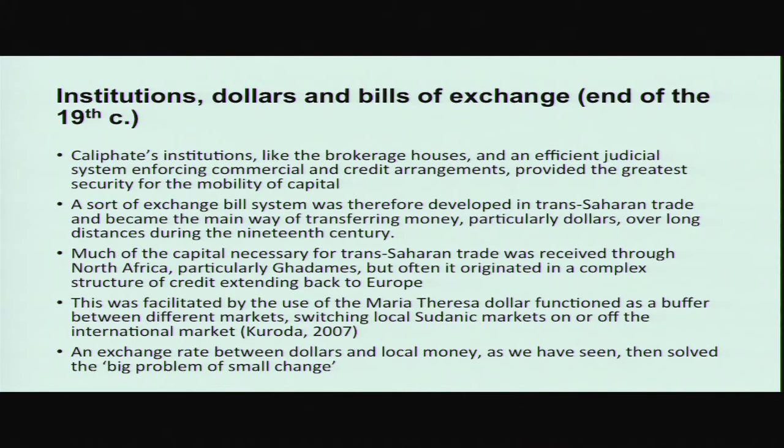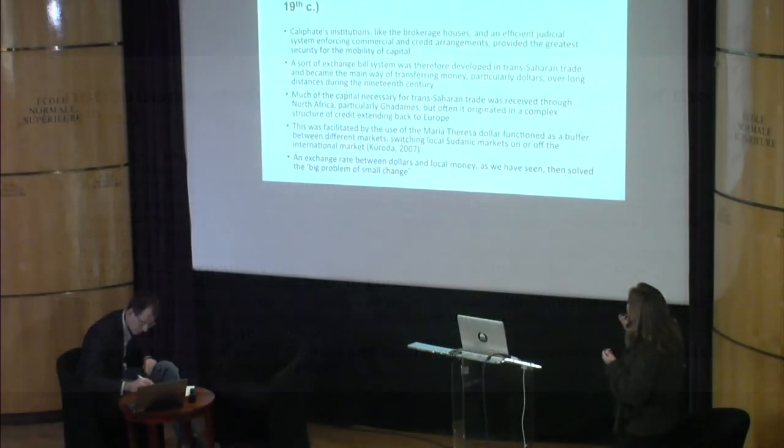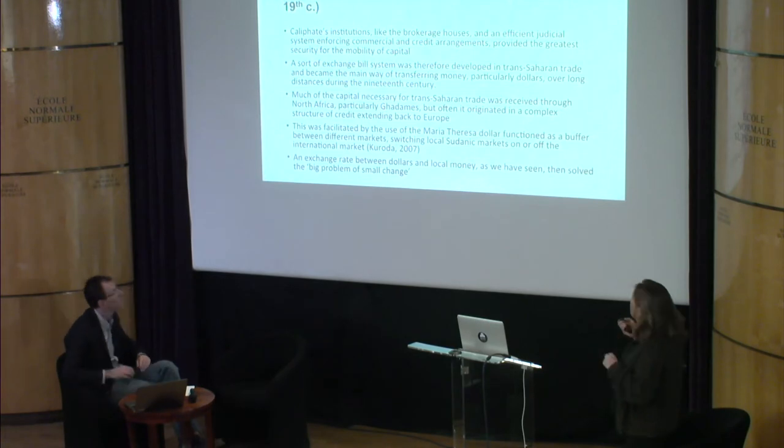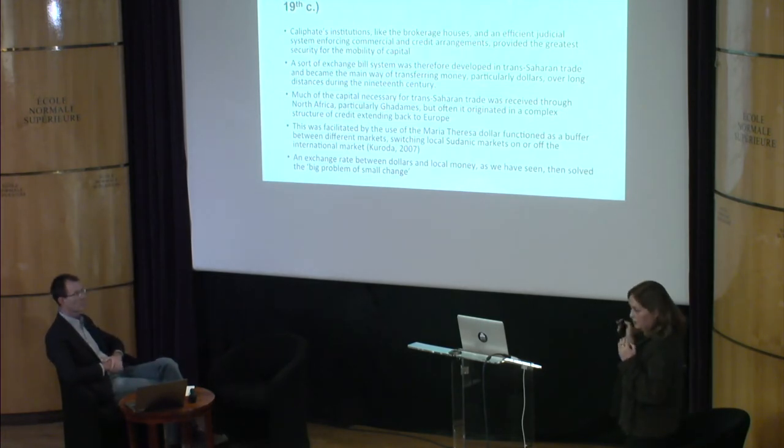you have the development of proper political, juridical, and commercial institutions in the caliphate, for the first time in a proper African state, because with the jihad you start to have proper Islamic institutions, and also the rise of brokerage houses. They were called the Megida. Especially for changing money, they were very important. When the Arabs arrived in Kano, they went to these houses, and they arranged everything, also changing money. So they were very important houses.